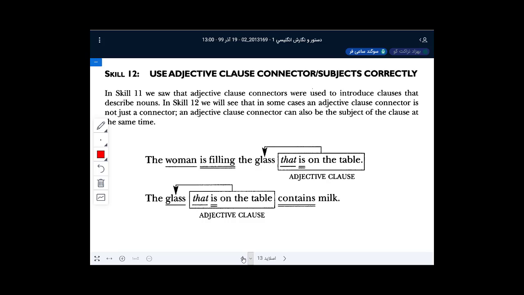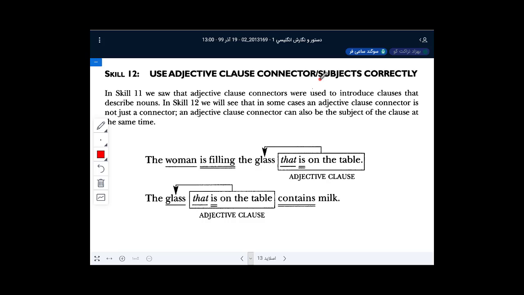Use adjective clause connector slash subjects correctly. So it shows that in that skill, the connector functions as the subject. This slash means "or." It is a connector and/or subject. Okay, at the same time, it is both connector and subject. Okay, so go on, please.